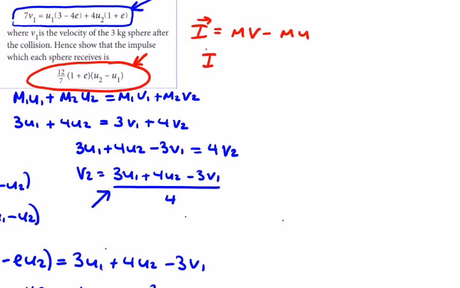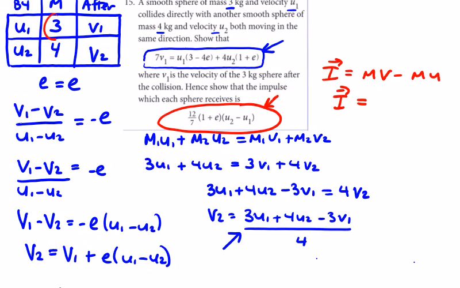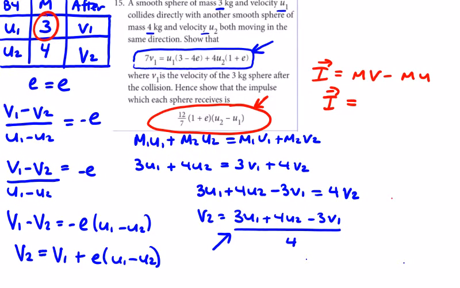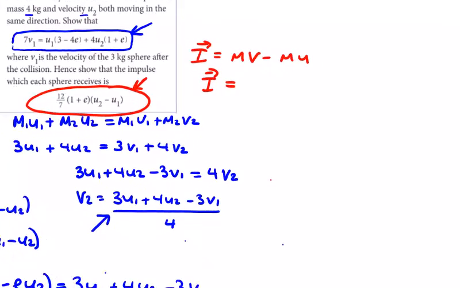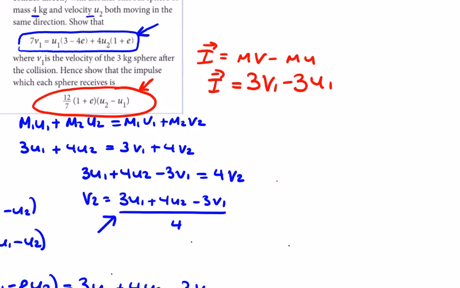Okay, so where does this impulse question go? If we look at mv minus mu, we have 3v1, the final velocity, minus 3u1. Now we have v1, this guy here, we have 7v1. So v1 is going to be equal to, if I divide across by 7, let me just scribble it out and make it a bit neater. v1 is going to be that guy over 7 plus that guy over 7.